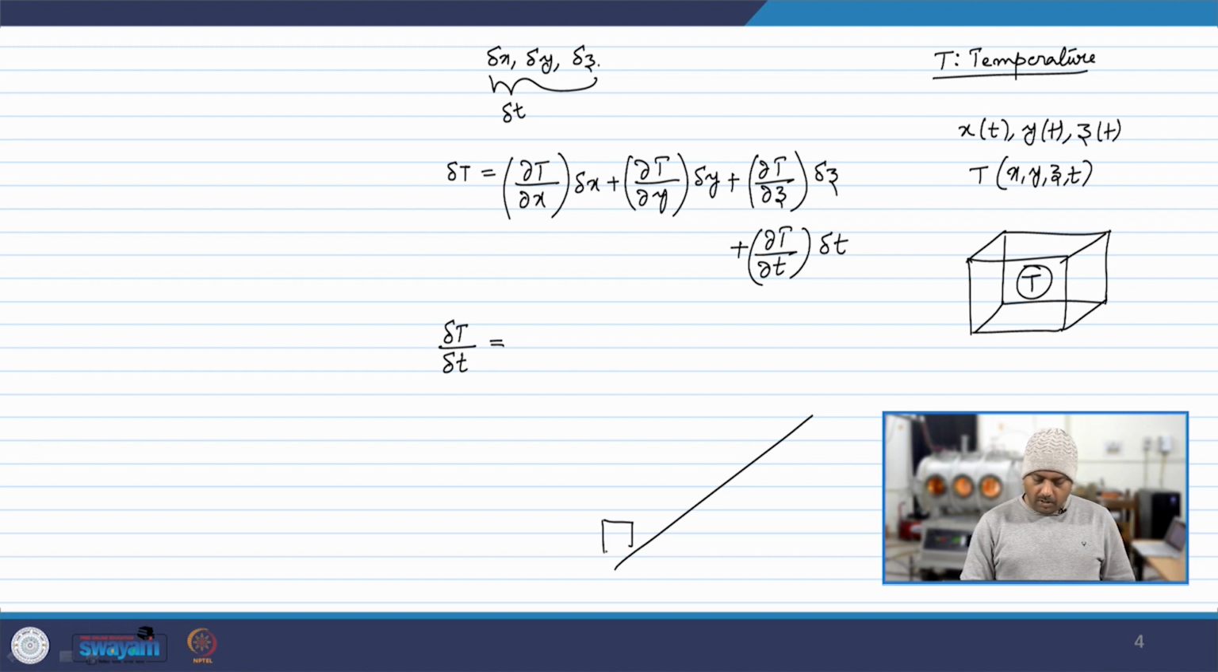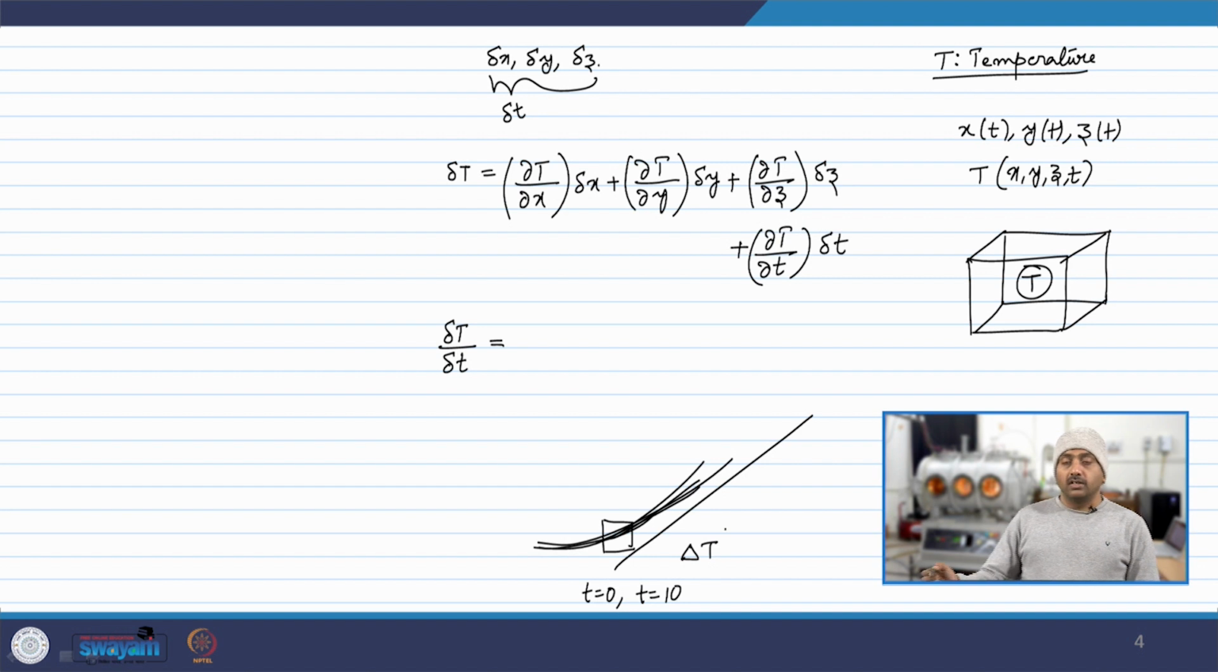If the volume is here, so as long as the volume is here, the fluid is coming and going like this, let us say, for example. So, at t equals 0 and t equals 10, what happens? Different fluid of different temperature comes and goes. So, obviously, there will be a change in temperature, delta T will not be equal to 0.